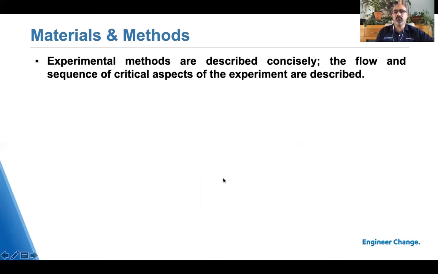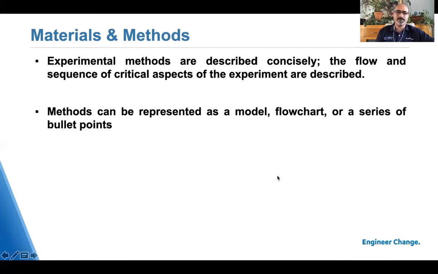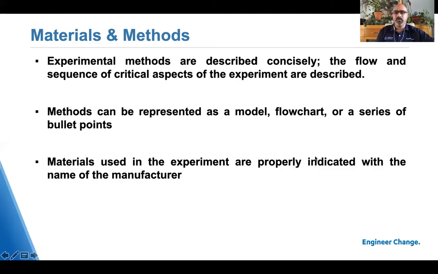Materials and methods. Obviously your experimental protocol, and this should be a diagram. It should be a flow chart. It should be a visual. You should not just have a recipe of here are the 12 steps to doing your experiment. It should be done in a visual format. And again, model, flow chart, series of bullet points. It really should be a flow chart with labels is what it should be.